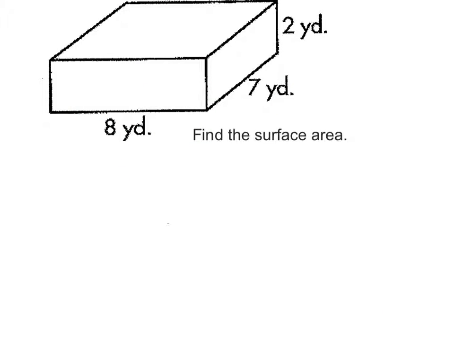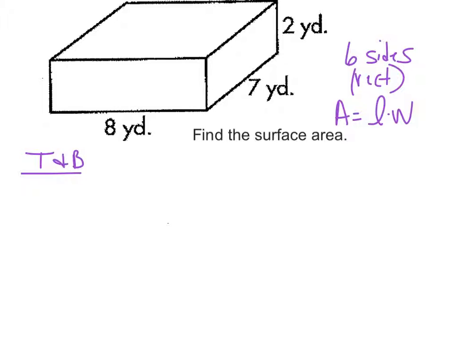So again, I have another rectangular prism that I'm finding the surface area of. In a rectangular prism, there are 6 sides, and they are all rectangles. And the formula for area of a rectangle is length times width. So I'm going to break this down into top and bottom, left and right, front and back.